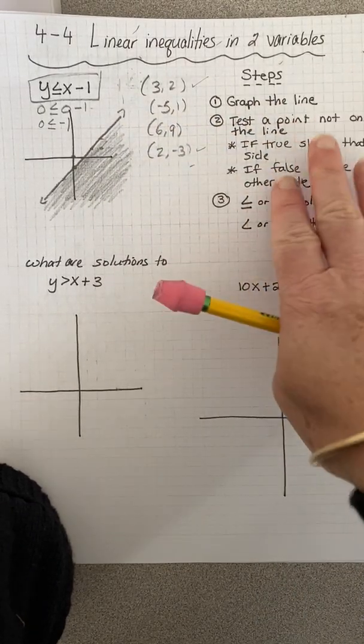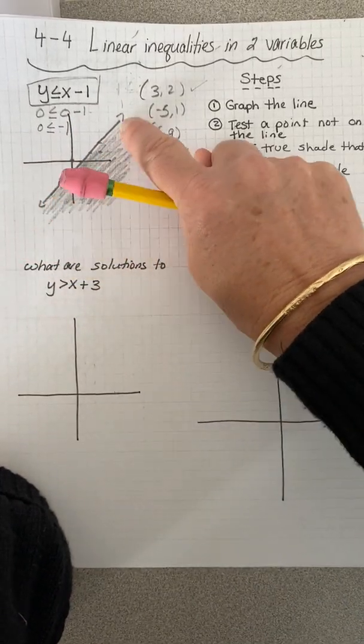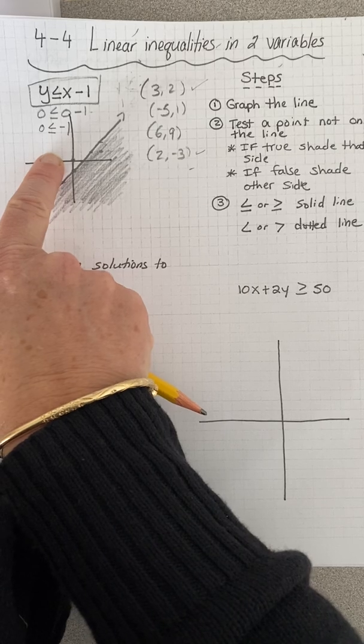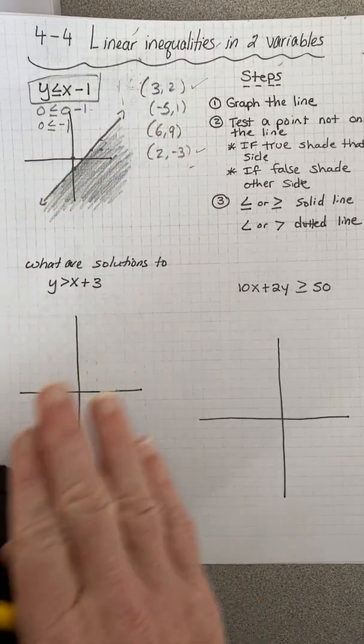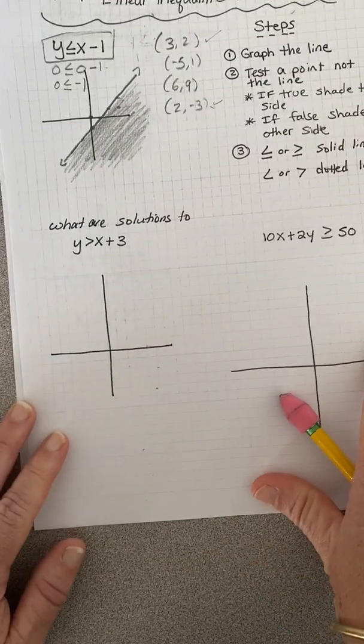Okay, so real quick, let's recap. We looked at the equation, we graphed the line, we decided if it was dotted or solid. We then tested a point and we shaded accordingly. That's it. This was just a little side note. Okay, so let's look at this one right here.